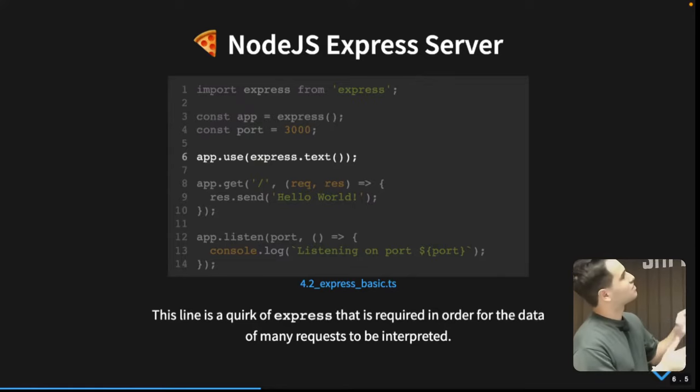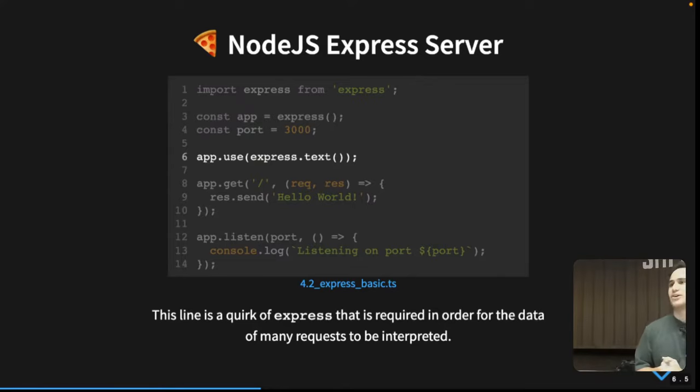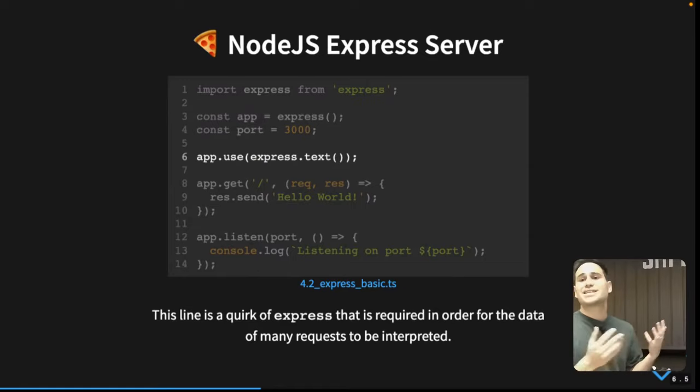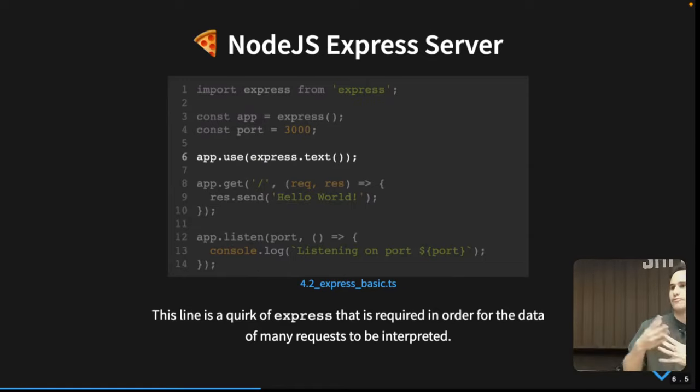This line sort of doesn't exist necessarily in other equivalents, for example, like Python. It's just a quirk of Express where we need to tell it the type required in order for the data of many requests to be interpreted. It's basically a bit of boilerplate or a bit of configuration, and there's likely just different ways that an Express server can be started. But we're particularly interested in text-based Express.